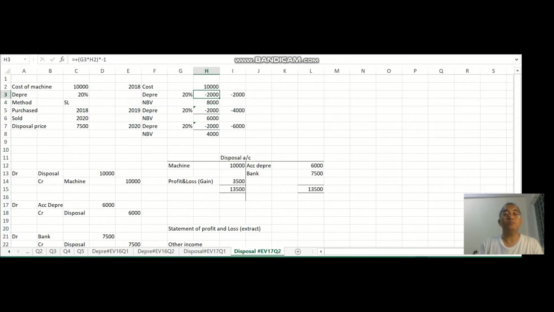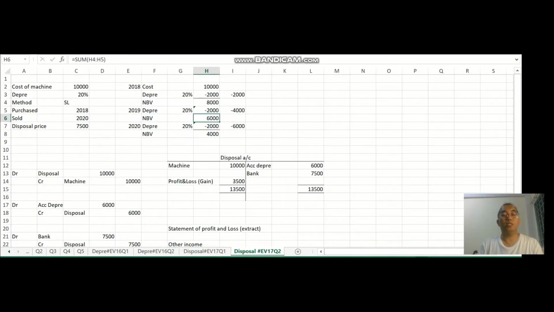Okay, so in 2018 cost is 10,000, and then the depreciation is 20%, because just now we're still using the straight line, and then it's 2,000 over here. Okay, your net book value is 8,000. 2019, you still calculate your depreciation at 20%, so your depreciation is still 2,000 ringgit. Your accumulated now from last year plus this year, now 4,000. And your net book value is 6,000.